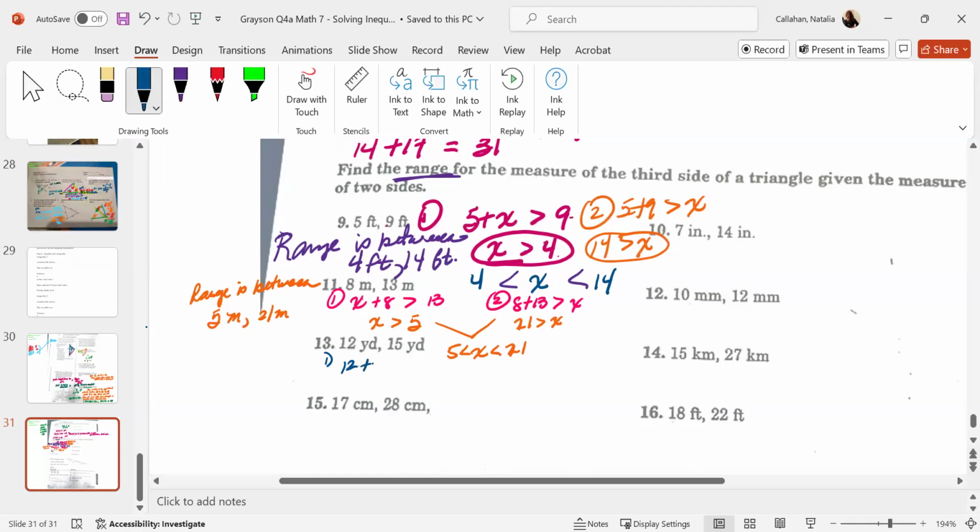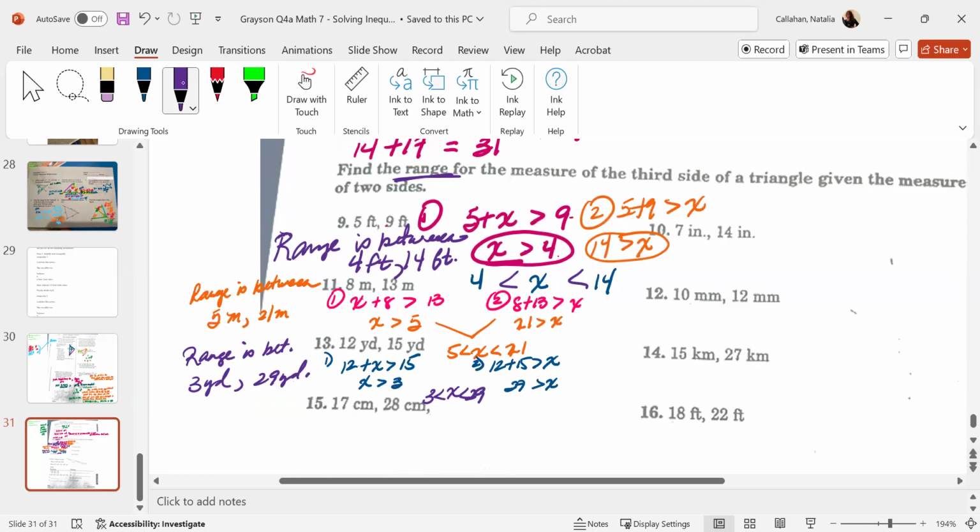Okay, so then the next one that you do is 12 plus x has to be greater than 15. The second one is 12 plus 15 is greater than x. Combine it together. You have 3, 29. Range is between 3 yards and 29 yards.